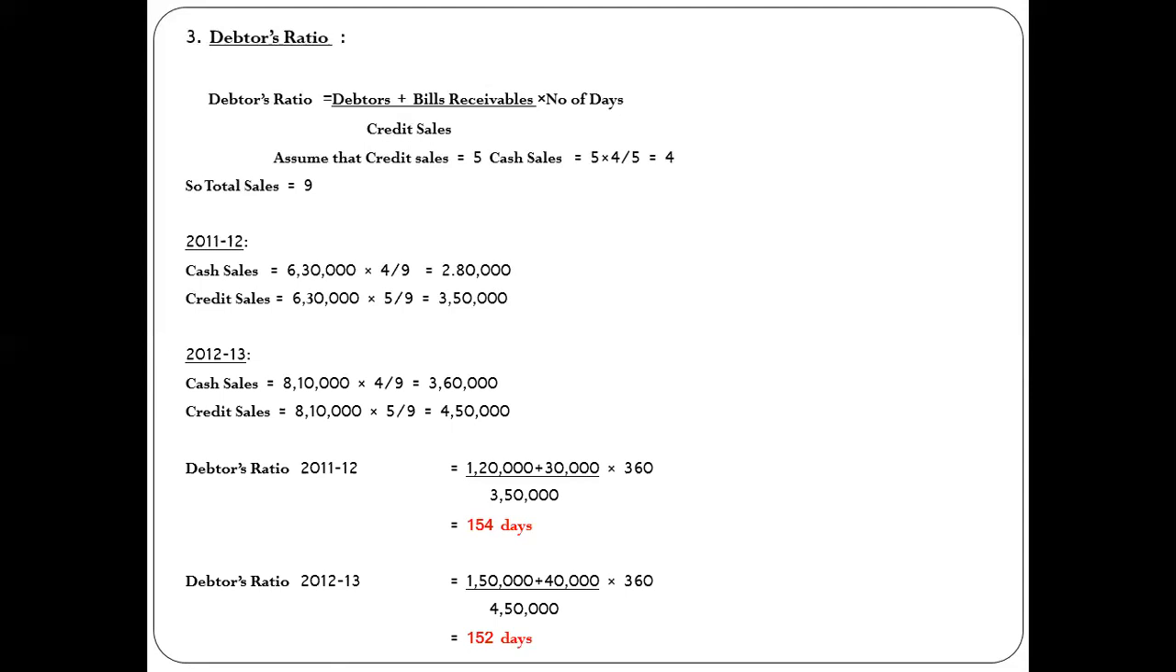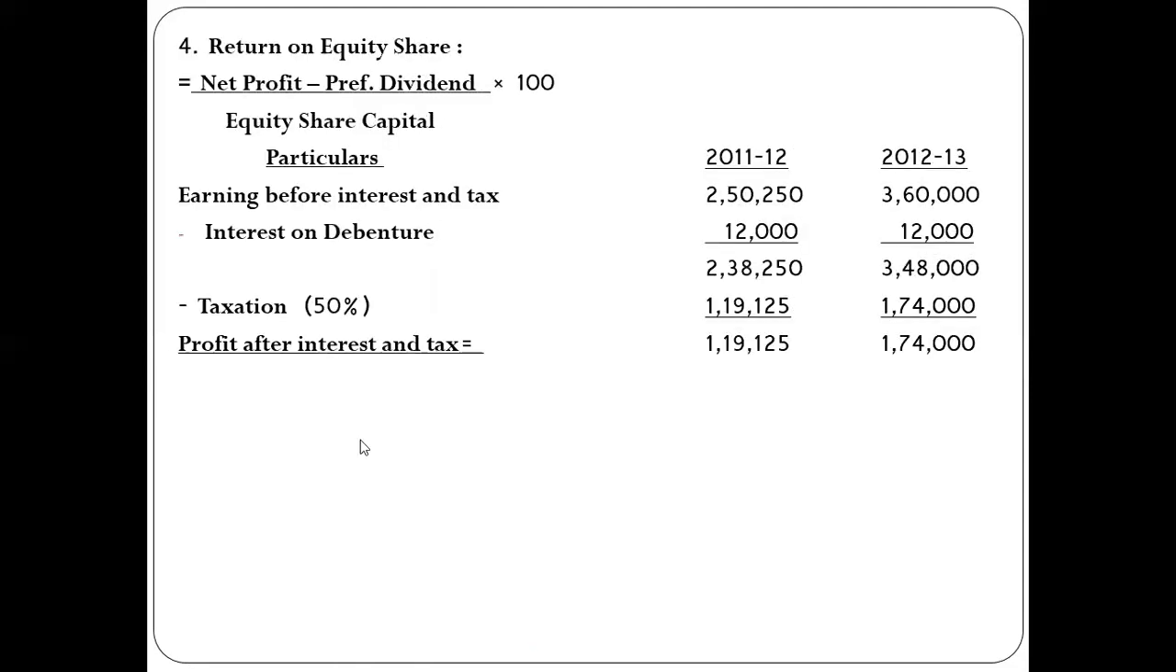Okay. Now we'll go for the next and last ratio for this sum, that is return on equity share. The formula for return on equity share is equal to net profit minus preference share dividend divided by equity share capital into 100. Now here we need the net profit, that is profit after interest and tax. So we have to find out the profit after interest and tax. So we have to make a table like this, because in this way we will find out the profit for both the years.